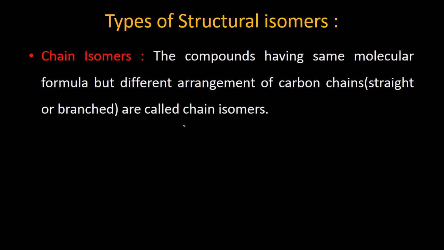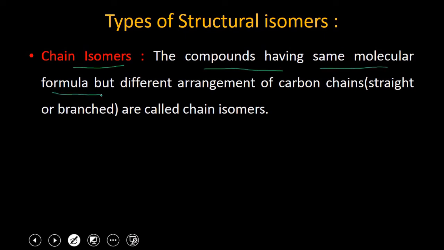So now we will study types of structural isomers. First we will study chain isomers. So what are chain isomers? Chain isomers are the compounds which have the same molecular formula but different arrangement of carbon chains. The carbon chains can be present in the form of a straight chain or in the form of branched chains. Now we will discuss some examples. First, I'll take the example of butane. I'm writing here isomers of butane.